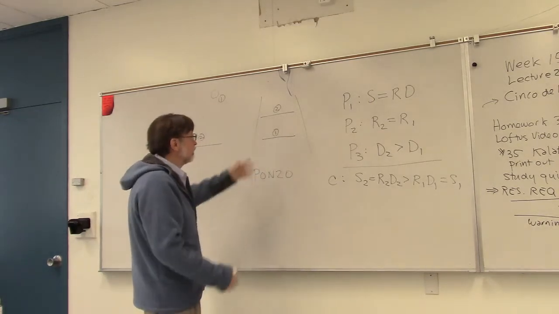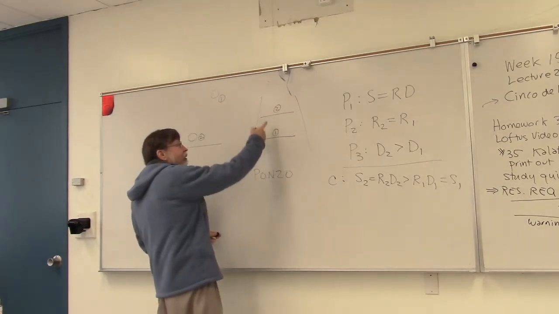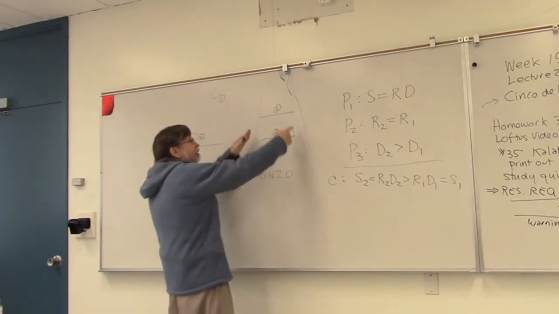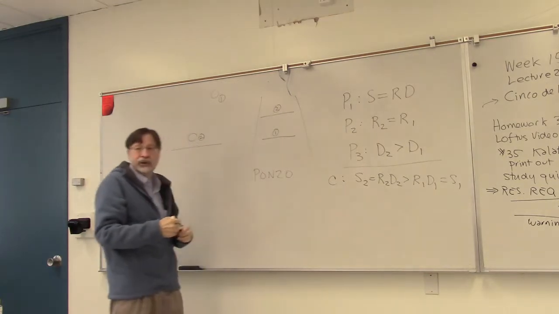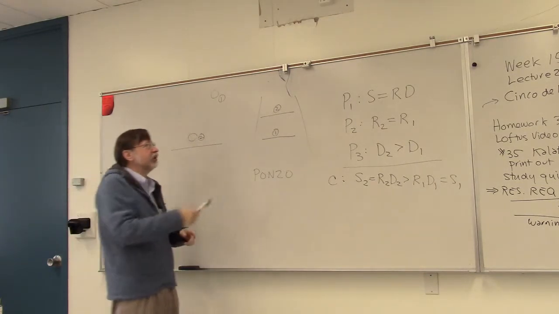That's also the explanation for the Ponzo illusion. So this one's Ponzo, 2 and 1. The argument here is these converging lines are a cue to distance. They're telling you that 2 is farther away.